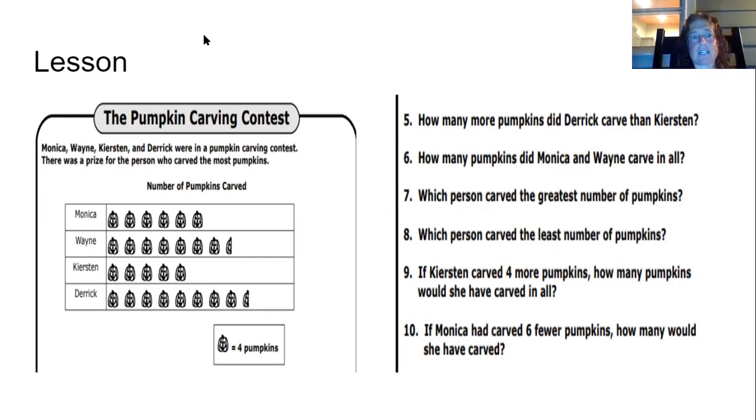You could have also said Derek has 4, 8, 12, 16, 20, 24, 28, 32, 33, 34. So you could have said 34, and it's how many more, right? So it's subtraction, and Kirsten has 4, 8, 16, 20, 24. Okay, and you could say what it equals.